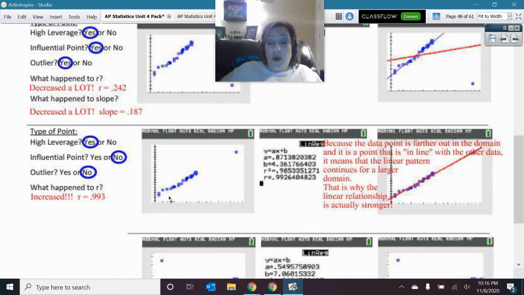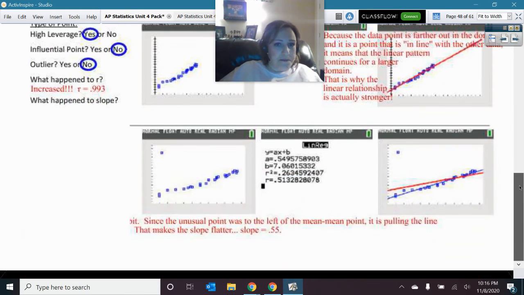Interesting. So remember from homework, if I asked you, what does removing that point do? Removing this point would weaken the correlation a little. Now, how about the slope? Oh, I didn't write it in there. It stays the same. Okay, moving on.